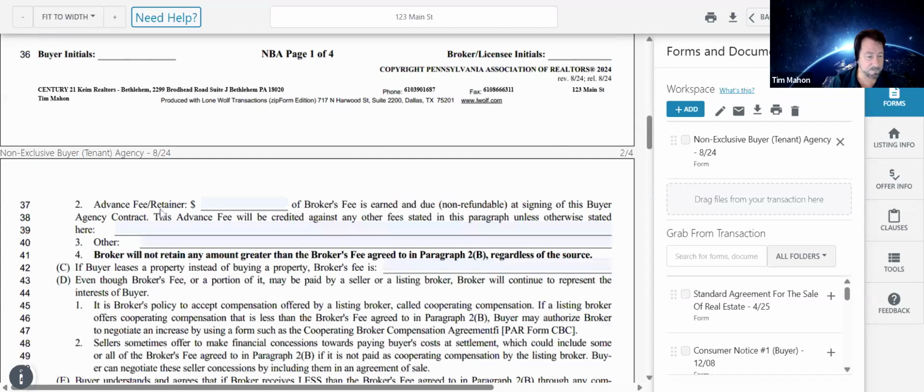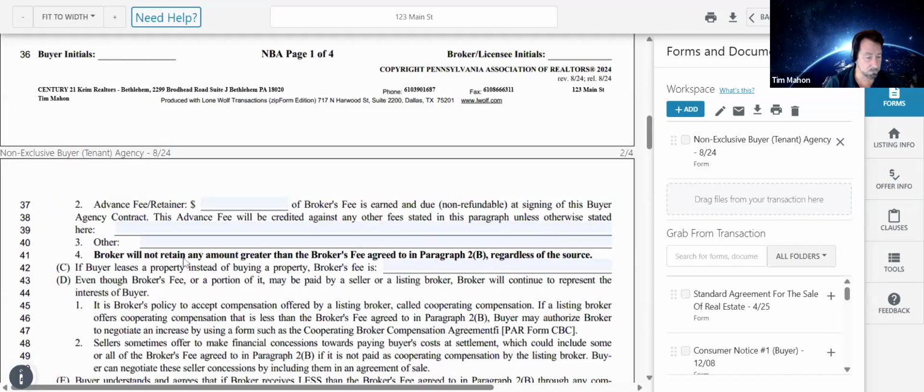Advanced fee retainer. Okay, the law allows you to do this. If you want to charge your buyers an upfront fee to show properties, you're allowed to do it. I've never done it, but this is where you would do it on the contract. The advanced fee will credit against any other fee stated in this paragraph, unless otherwise stated here. You can put in things like it's non-refundable. If you want to see a property with me, it's $200. It's non-refundable. You pay up front. Yeah, you're allowed to do all that. Most agents don't, because it's not going to create a great environment for your relationship with this buyer, but you do have the power to do that.